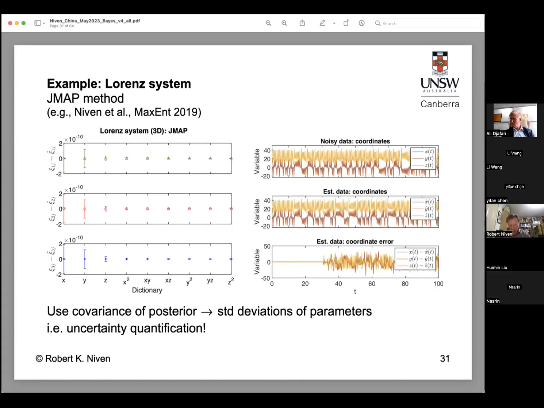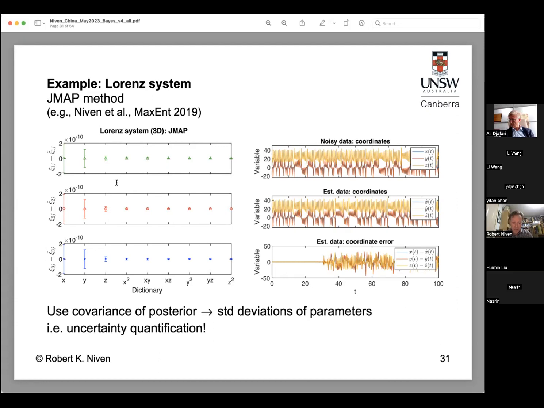If we now apply a Bayesian method using the JMAP algorithm, the performance is much the same. So here's our noisy data, here's our estimated data. We're predicting our time series very well to a similar kind of transition point. But if you look on the left-hand side, what we have here is estimated values of the coefficients, but these have been subtracted from the true values. So all of these should be 0.